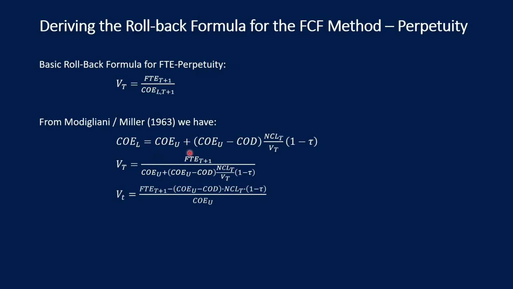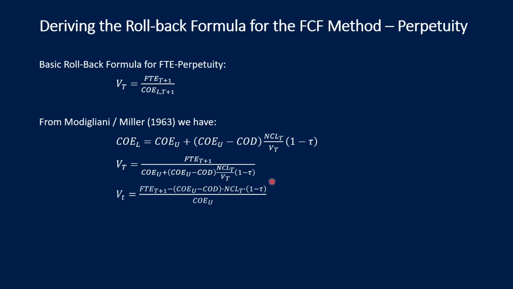If we want to solve the circular reference problem, we need to apply the Modigliani-Miller formula. That is quite nice because it also adjusts the leverage of our cost of capital. So this is what we have from Modigliani-Miller. This is the Modigliani-Miller theory, and we simply input it into the basic rollback formula, in this case for the perpetuity. So we get this formula. And after rearranging this formula, we end up in this formula.